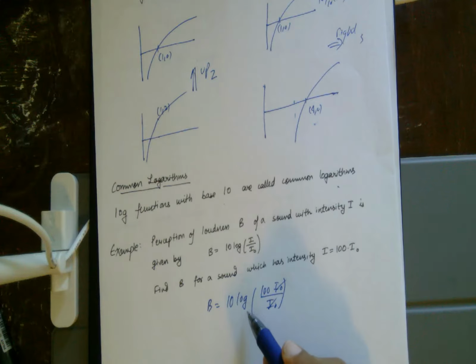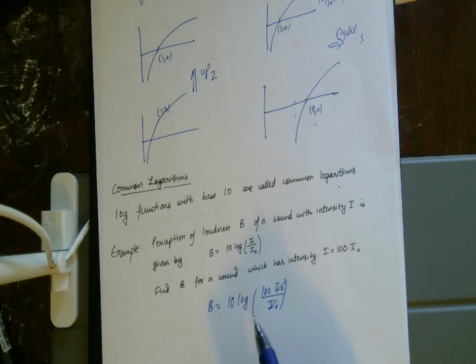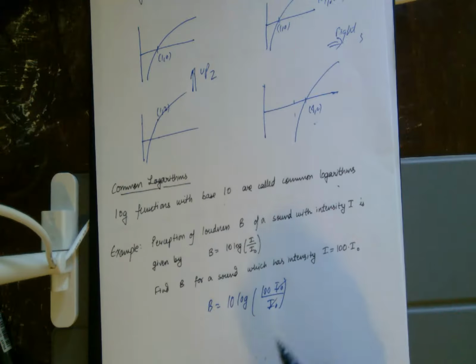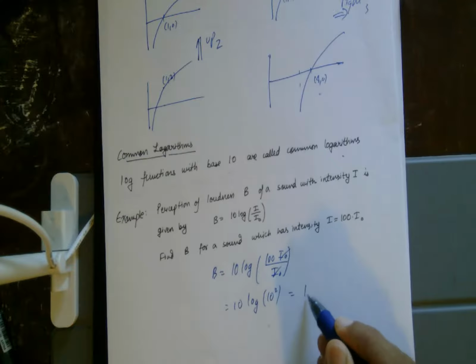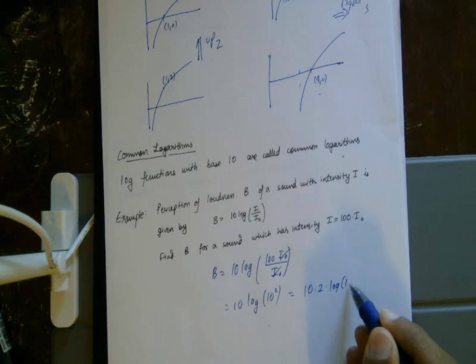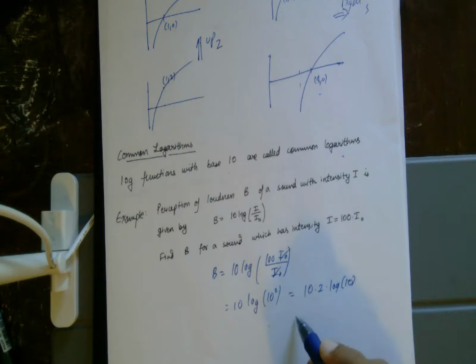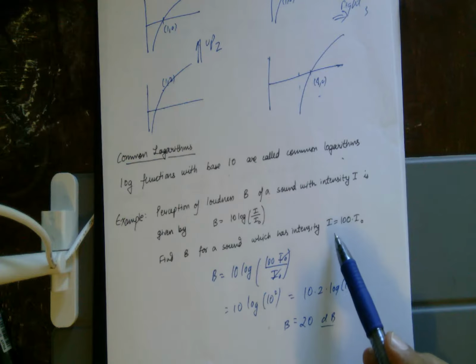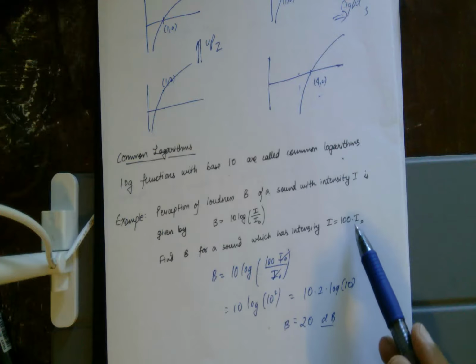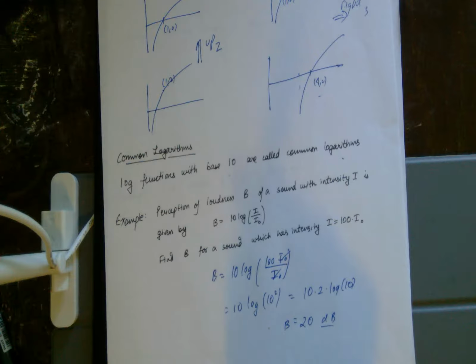Now because there is no base written, by rule that means this is base 10. So this is 10 log 10 squared, which becomes 10 times 2 times log 10, but this is base 10, right? So this is just 20 and the unit is decibel. So when you hear this decibel thing for sounds, that's basically what it means. Like 20 decibel means that the sound intensity is 100 times I naught, which is like the smallest, like a whisper or something even smaller.